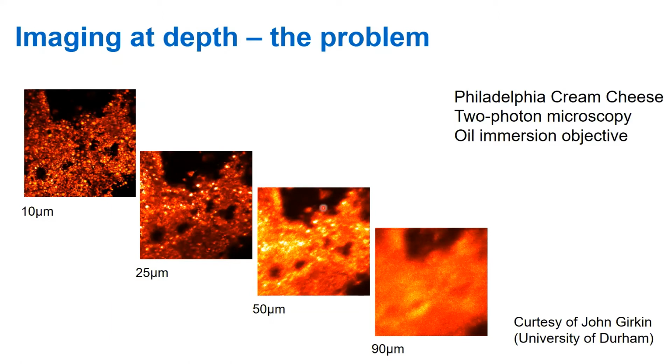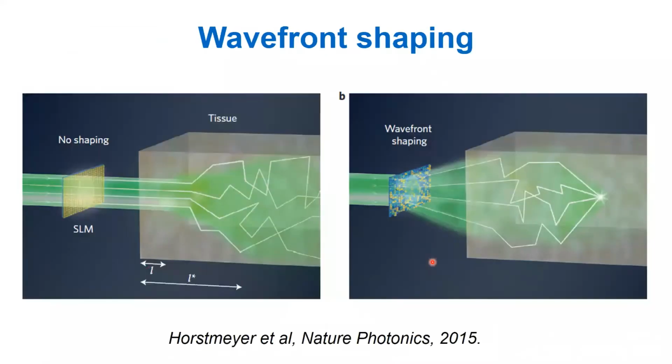So when I first started working on adaptive optics, I was at Strathclyde University working with John Gherkin, and these are some images that he had taken of some Philadelphia cream cheese with a 2-photon fluorescence microscope. And you can see here this nice image that you can get at 10 microns, and you go 90 microns into your sample and really no longer is anything resolvable. So this is the problem really, and this is what happens as you try to image deeper. Your image blurs and you no longer really know where your photons have come from within your sample.